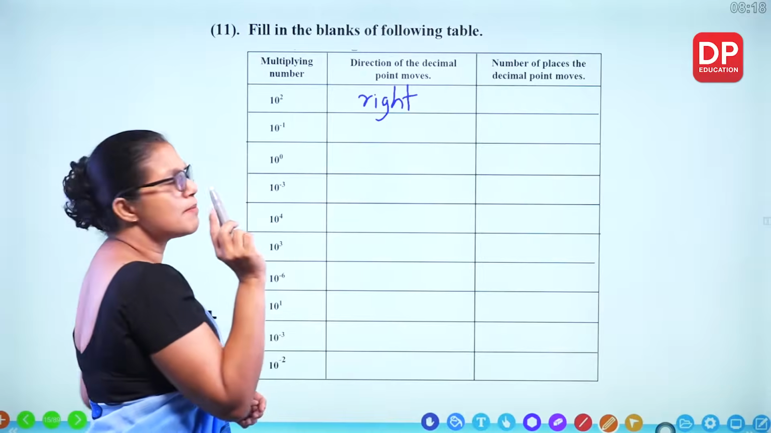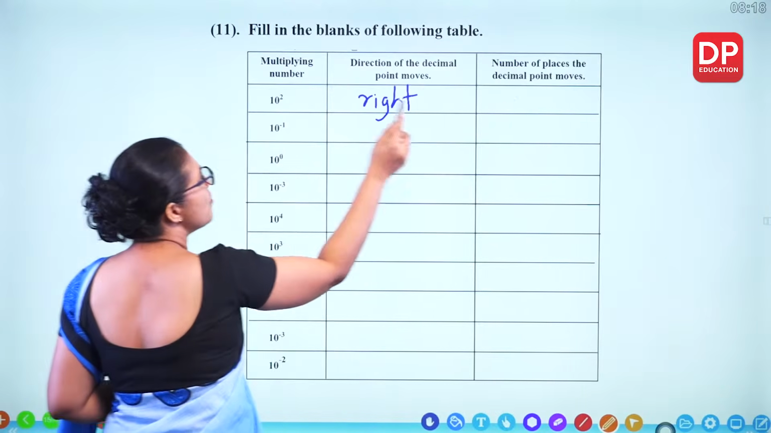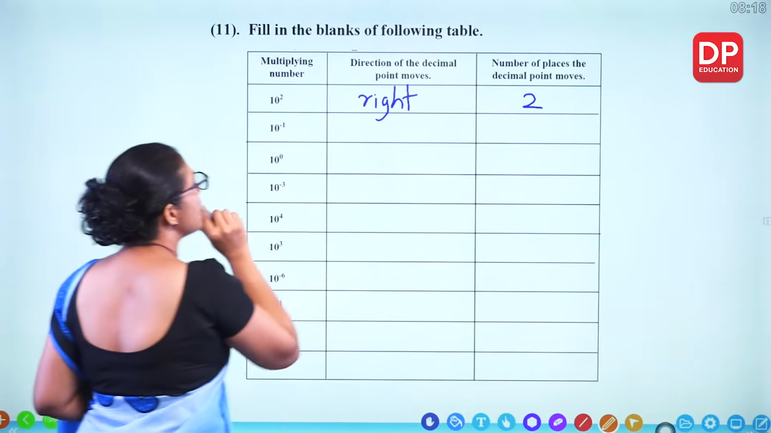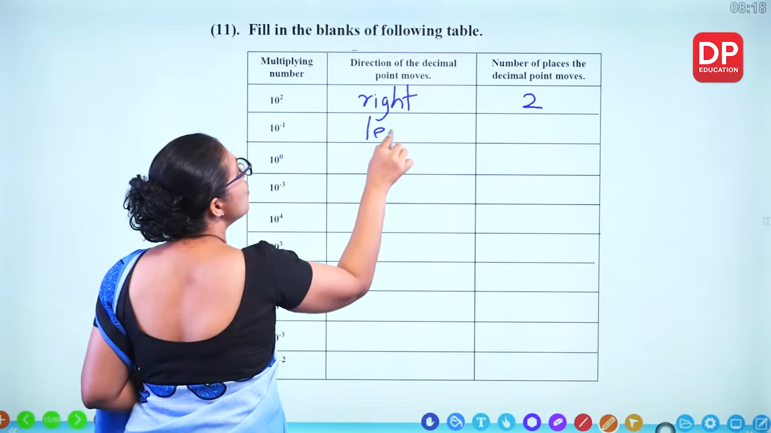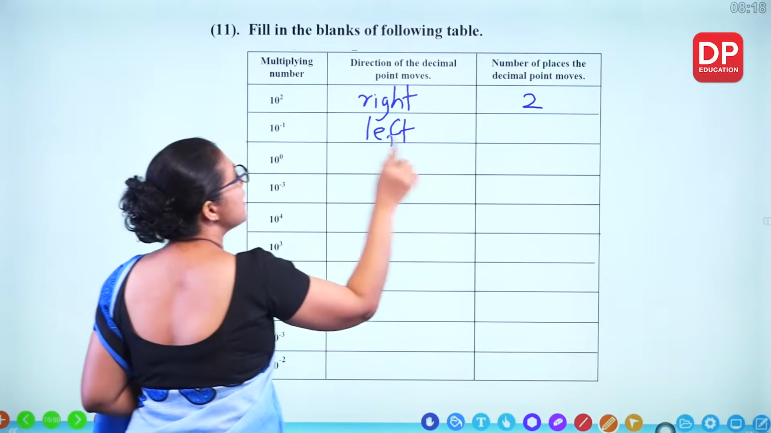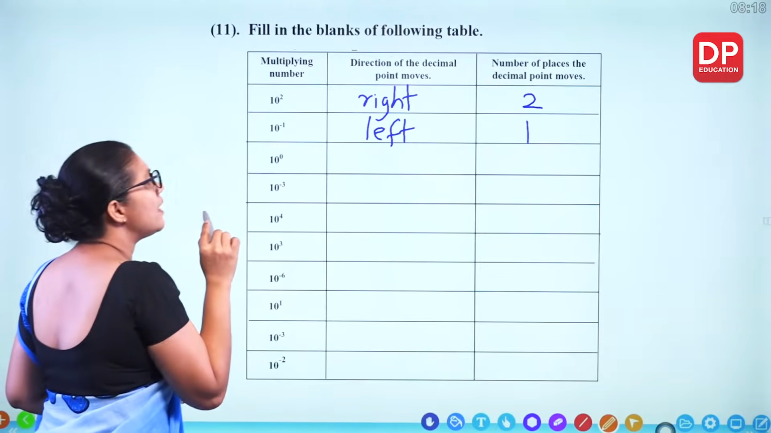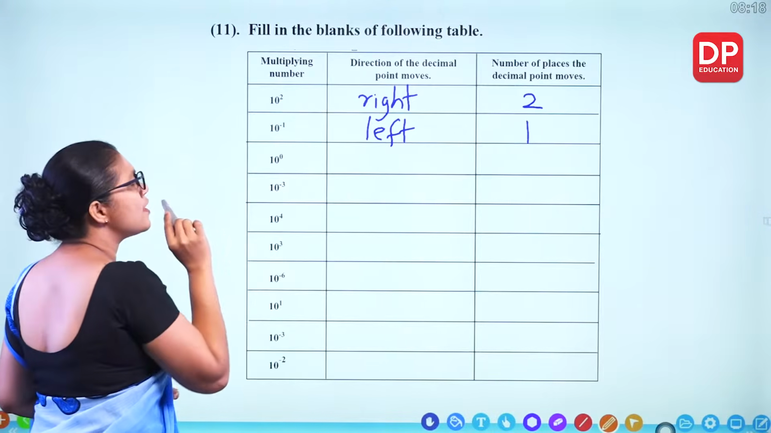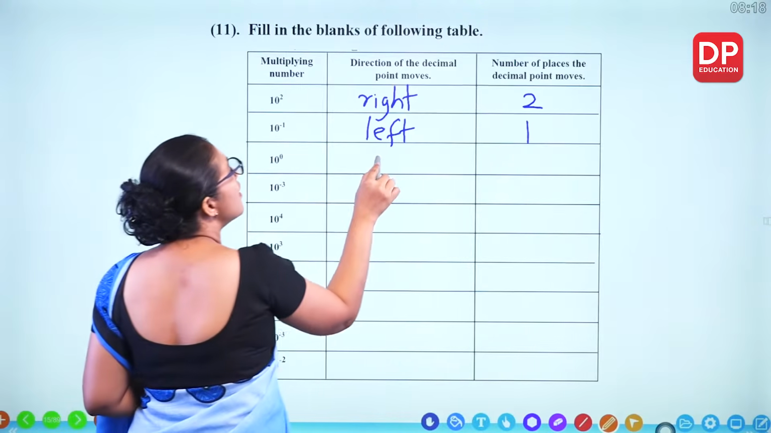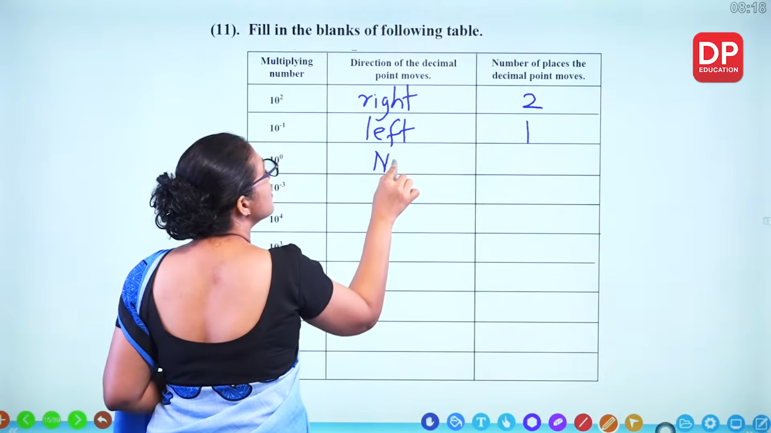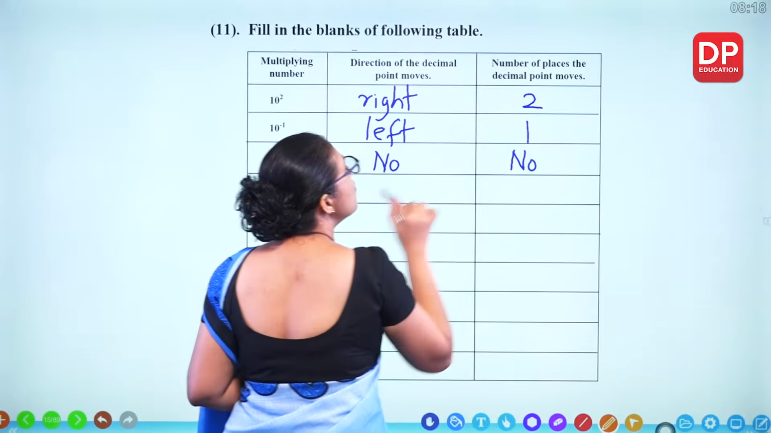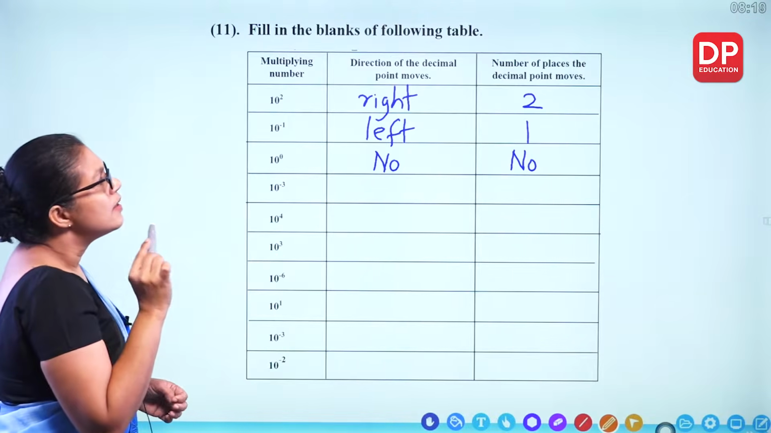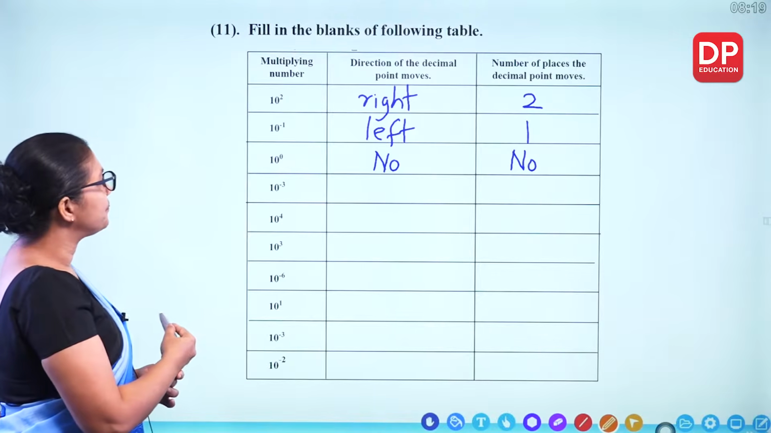Number of places the decimal point moves? 2 places to the right. 10 to the power minus 1. Now it moves to the left. How many places? 1 place to the left. 10 to the power 0 means not moving, and you are not moving the decimal point as well.